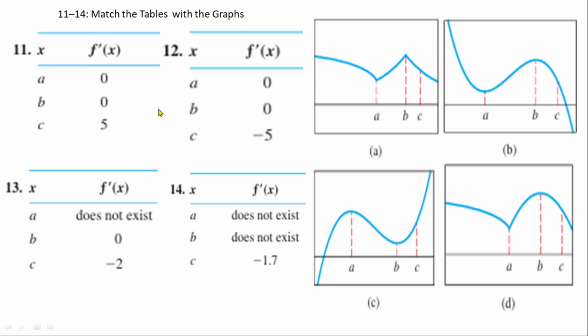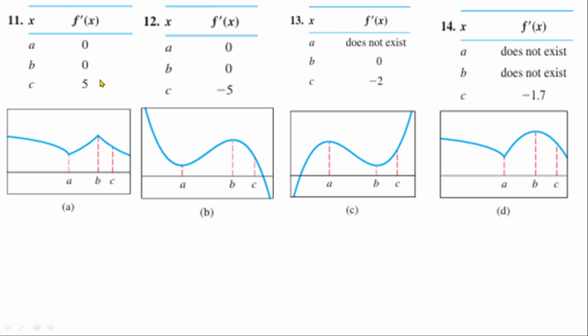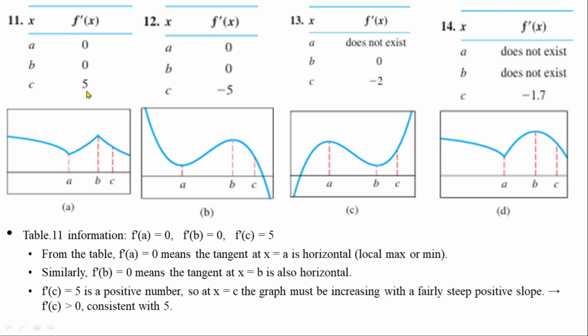Let us see another example, that is, match the tables with the graphs. There are 4 tables and 4 graphs. We have to match these tables with the graphs. First, let us see this table, the first table: at x equals a, f'(a) is 0 and f'(b) is 0, f'(c) is 5.